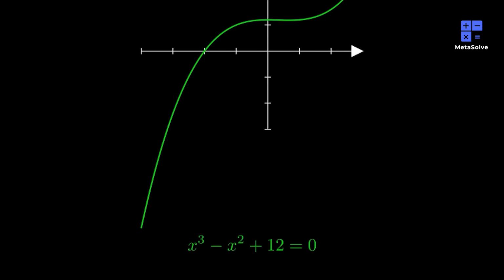Let's solve for x using the cubic equation. We set x cubed minus x squared plus 12 equals 0. This is a depressed cubic, and solutions will involve real and imaginary numbers.